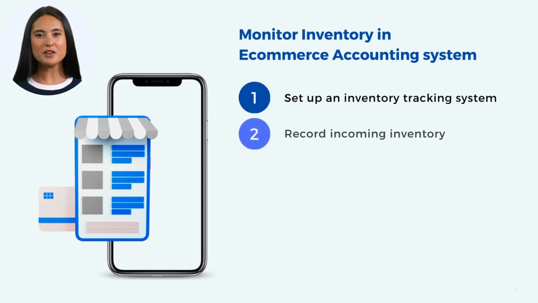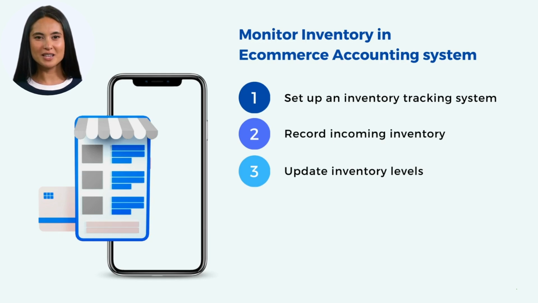2. Record incoming inventory. When you receive new inventory, record it in your inventory tracking system. Include information such as the SKU, quantity, and cost. 3. Update inventory levels. When you fulfill an order, subtract the sold quantity from your inventory levels. This will help you keep track of how much inventory you have on hand.